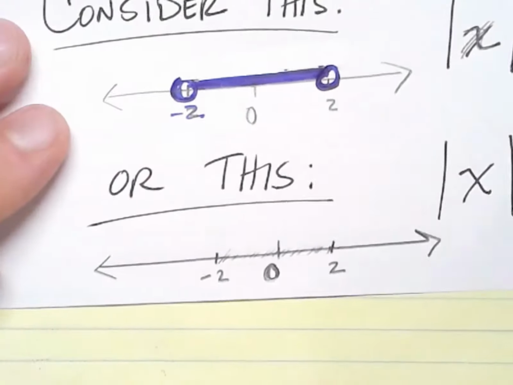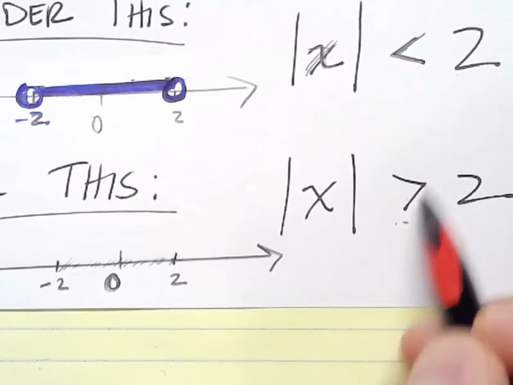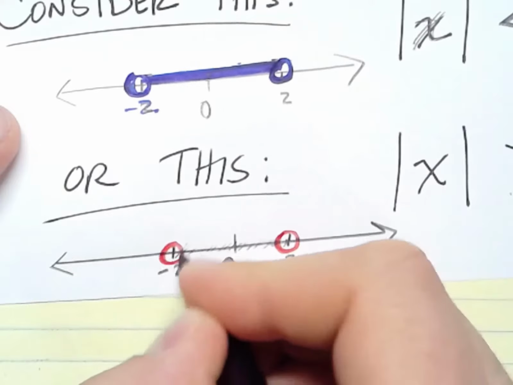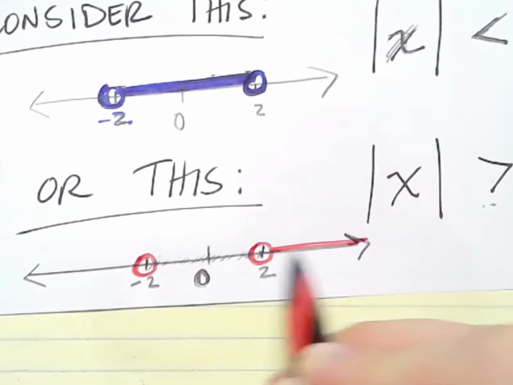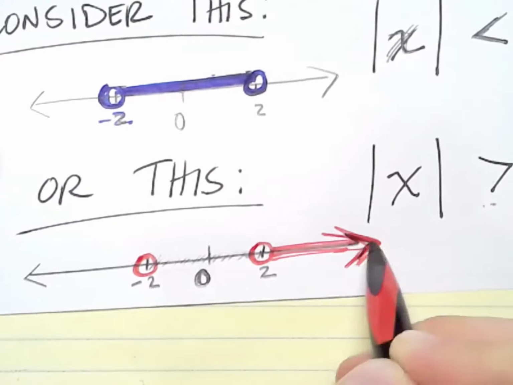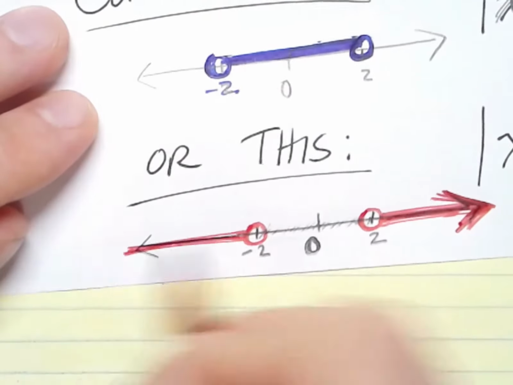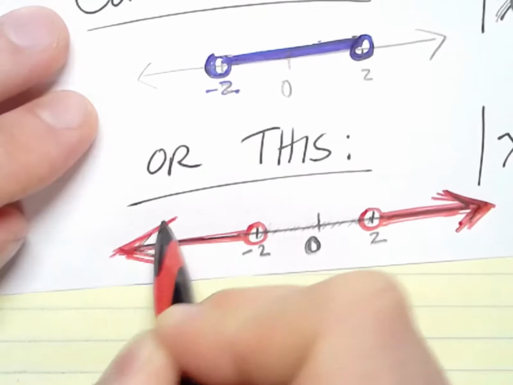So what would this be? The absolute value of x is greater than 2. Well, that means we start at 2 and they're open circles, and we're going greater than. The absolute value has to be out here somewhere, so it's all of this and it's all of this.